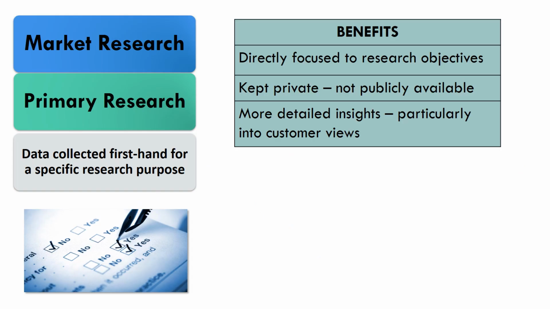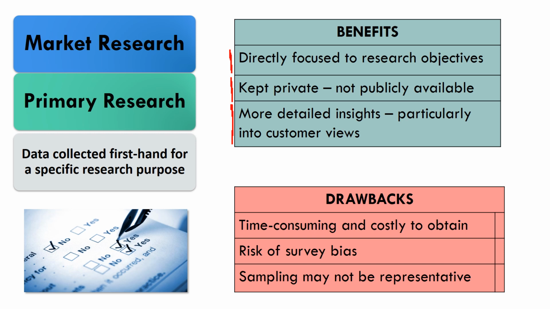Okay, so let's go on to some benefits and drawbacks of primary market research. Well, benefits of primary market research, it's directly focused on what you want to achieve. You can keep it private, you don't have to share it with anybody, and it can be very detailed, particularly into your customers' views. Any drawbacks? Well, it's normally quite time consuming and costly to obtain because it's doing it for your specific purpose. There's a risk of bias and the sampling may not be representative.